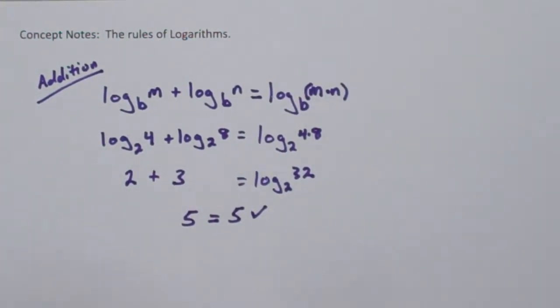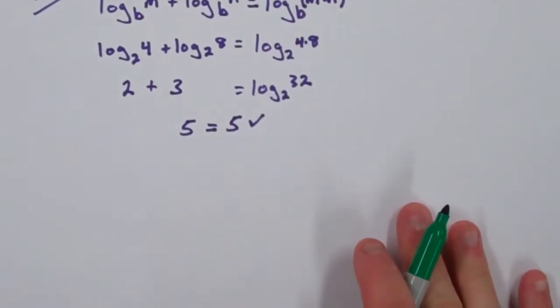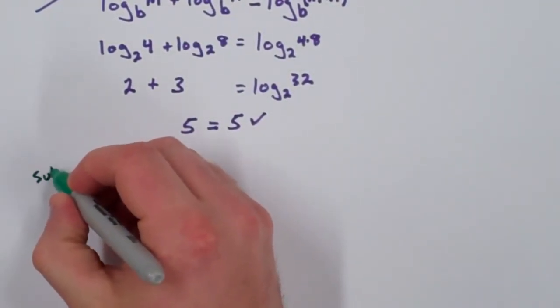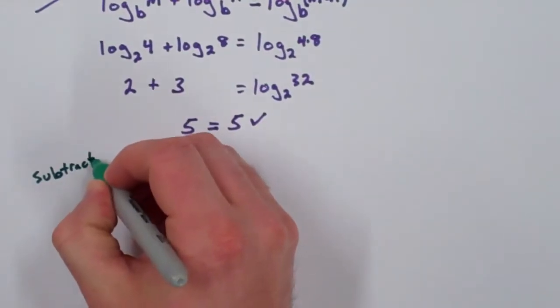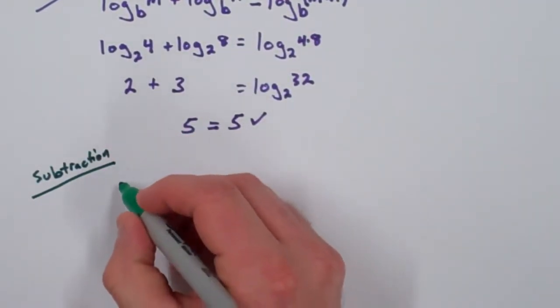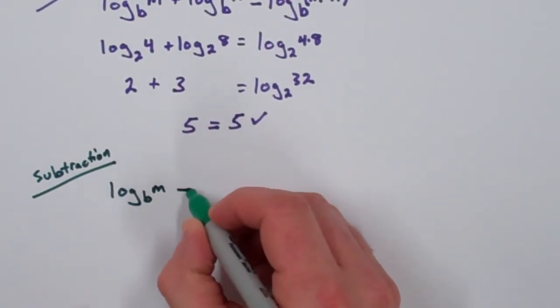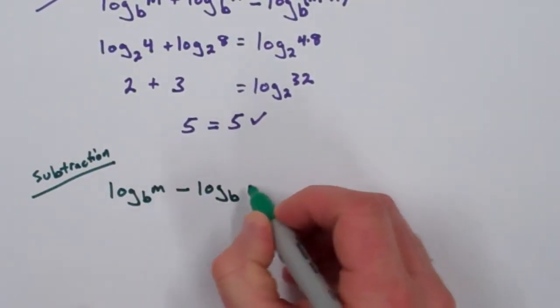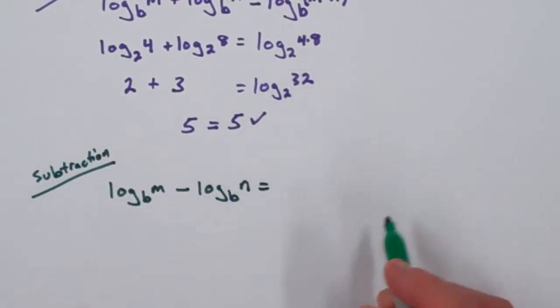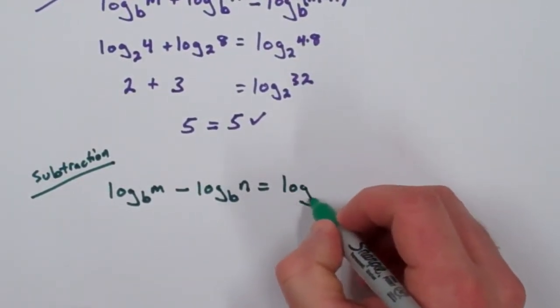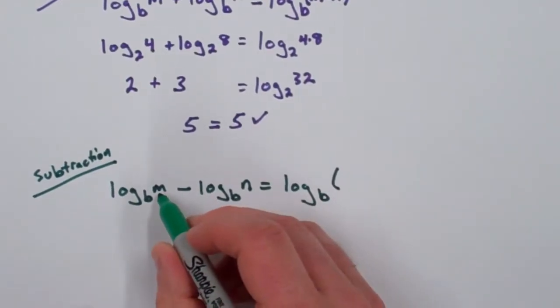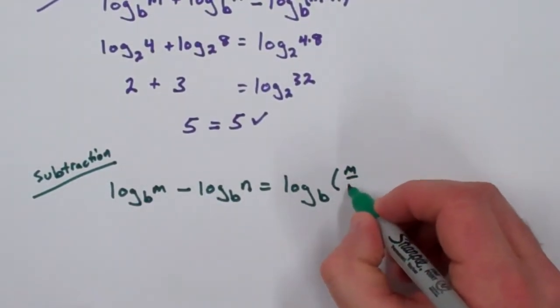We can now also apply the same type of thinking to a different rule, and this rule is going to be the subtraction rule. So the subtraction rule is as follows. If you have a log base b of m minus a log base b of n, that's going to be equal to log base b of m divided by n.